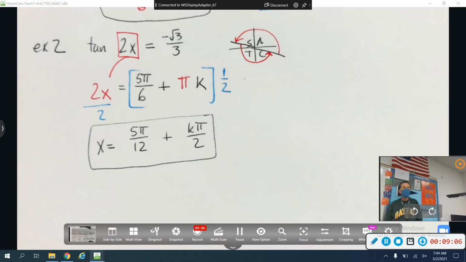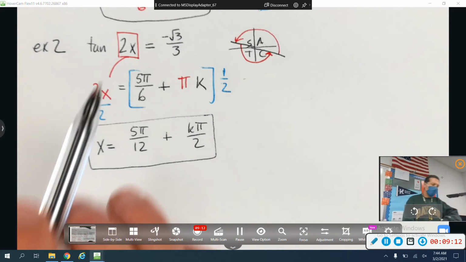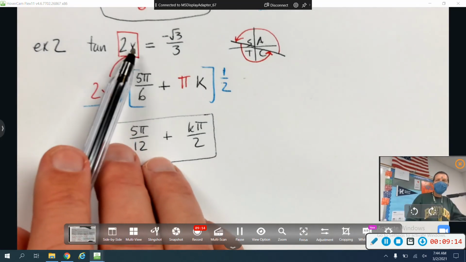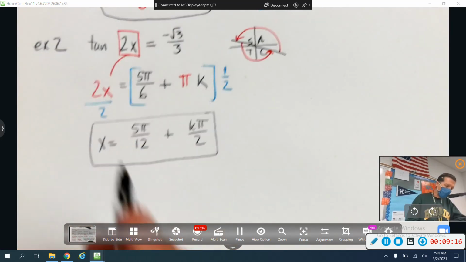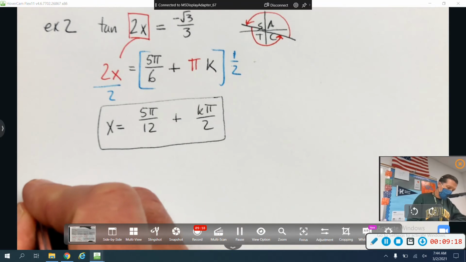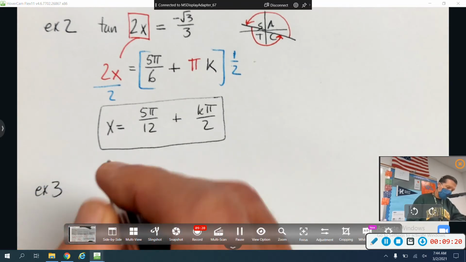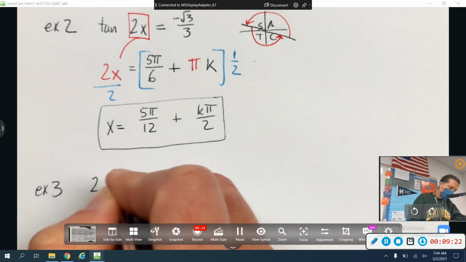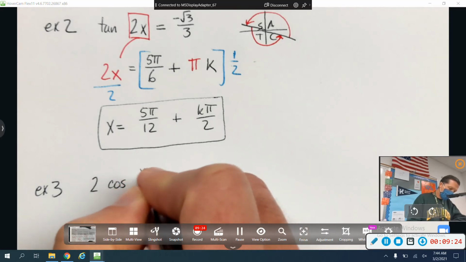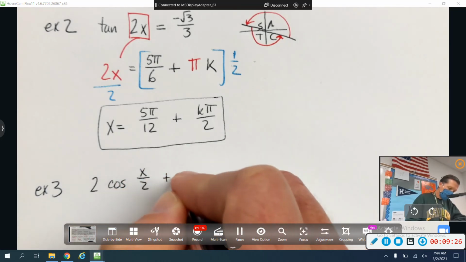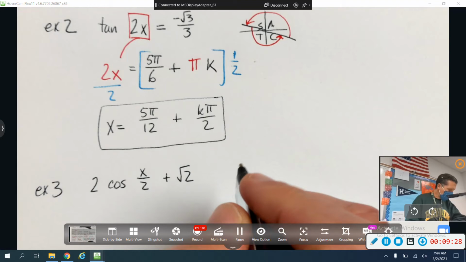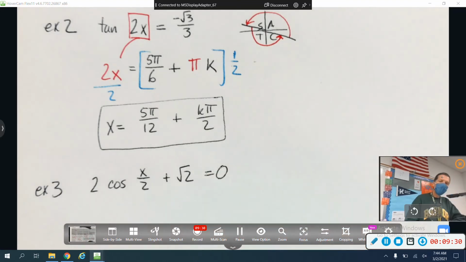So when the argument isn't just x, there's that extra step at the end. And what's in parentheses isn't just x. You've got to be careful at the end of the problem. Let's do another one like that. Plus, let's do a cosine. 2 cosine x over 2 plus square root of 2 equals 0.